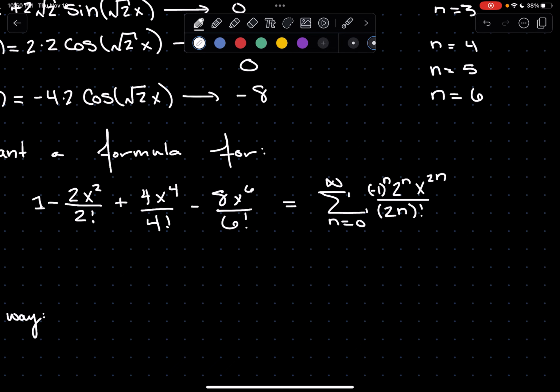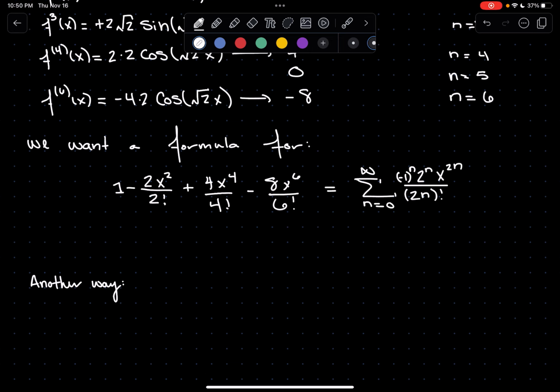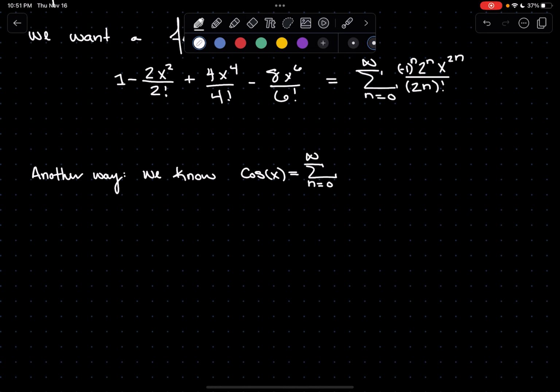So now I have this power series, this Maclaurin series for cosine of square root of 2 x, right? Another way to do this is if we know, which you don't know yet, but you'll know on the next page, that cosine of x is going to be, we can derive these, and your book has them, the sum of negative 1 to the n x to the 2n over 2n factorial. Okay, so if I want a square root of 2, I just better add a square root of 2, right?